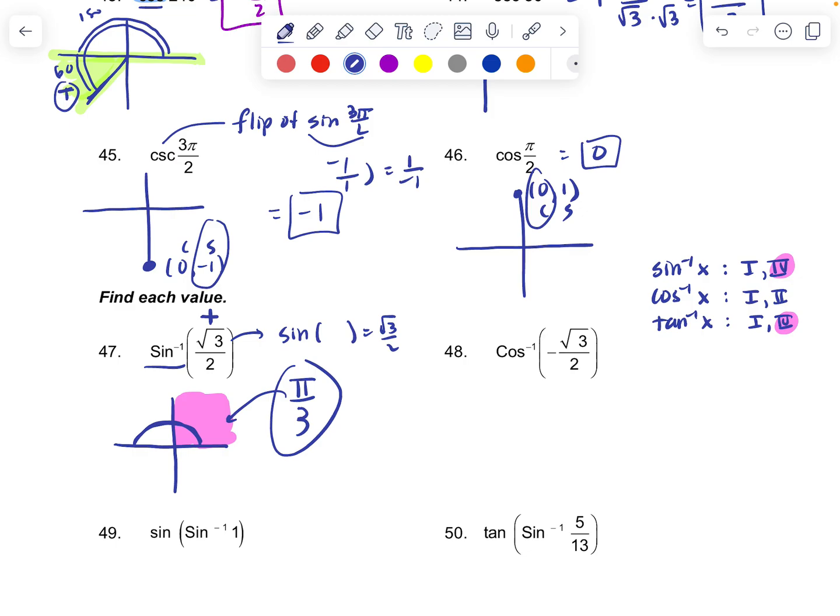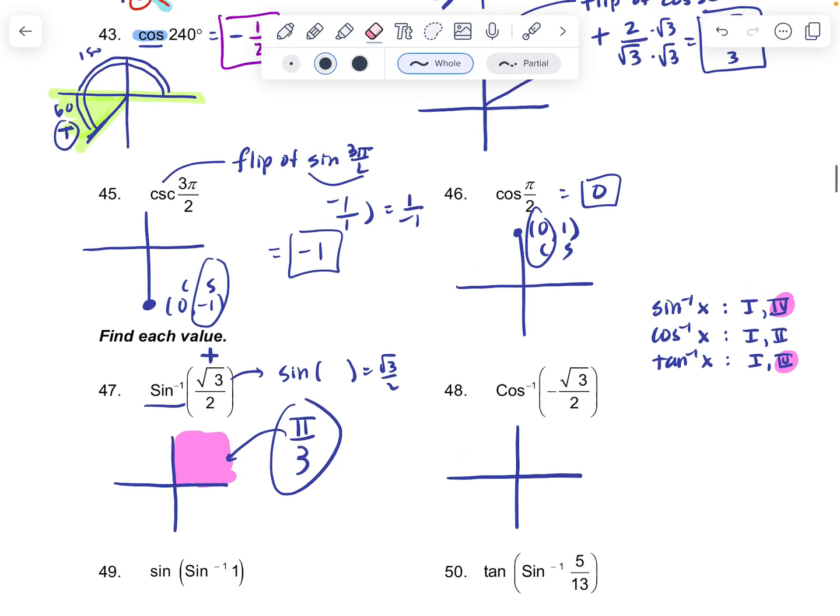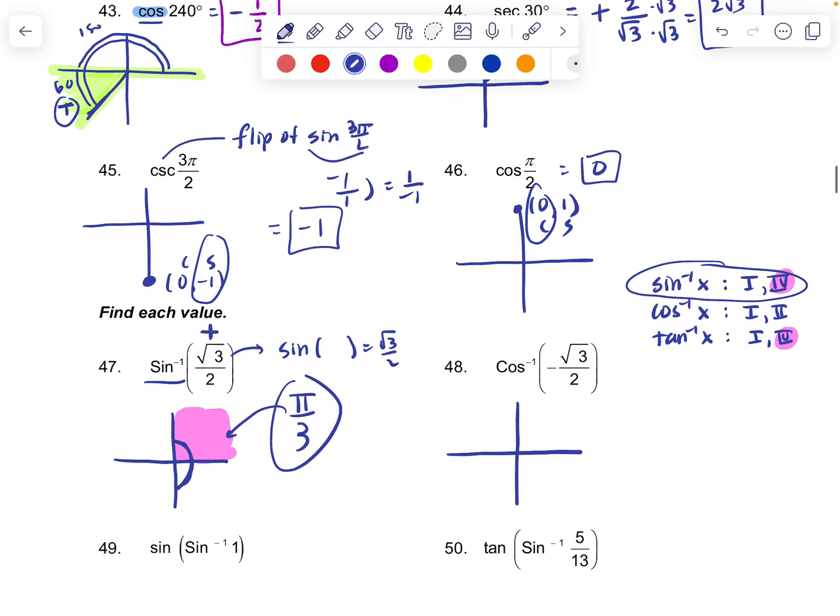All right, let's look at number 48. Cosine inverse of negative radical 3 over 2. Oh my gosh, you guys, I just did 47 wrong because I'm a complete moron. So let's get rid of this. Where does sine inverse live? What did I just say? Look up here. So sorry. Sine inverse lives in 1 and 4. It's here or here. Doesn't really change the answer, but I apologize. It should have been written that way. Answer's still the same, though.